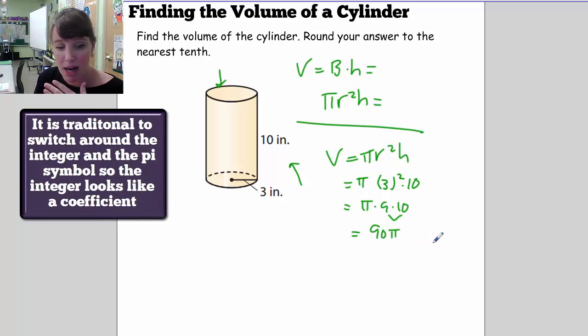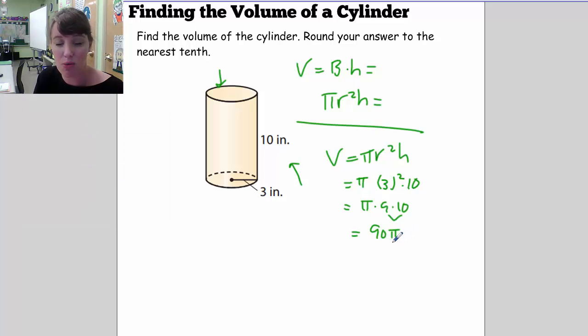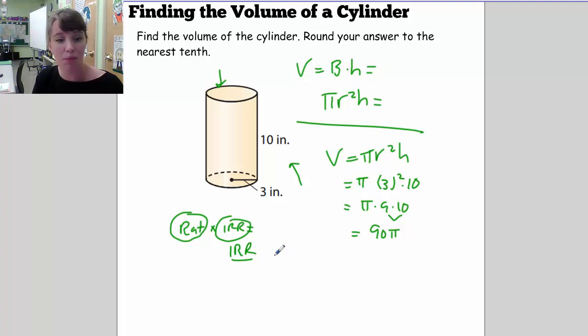Now 90 pi is just a number that has not been essentially multiplied. This is a rational number times an irrational number. And when I multiply a rational number times an irrational number, I end up getting an irrational number, right? Because think about the characteristics of an irrational number. The decimal goes on, and it doesn't repeat, and it doesn't terminate. So if I take a nice number like a rational number, and I multiply it by something that doesn't terminate, doesn't repeat, I'm going to get a number that doesn't terminate and doesn't repeat.